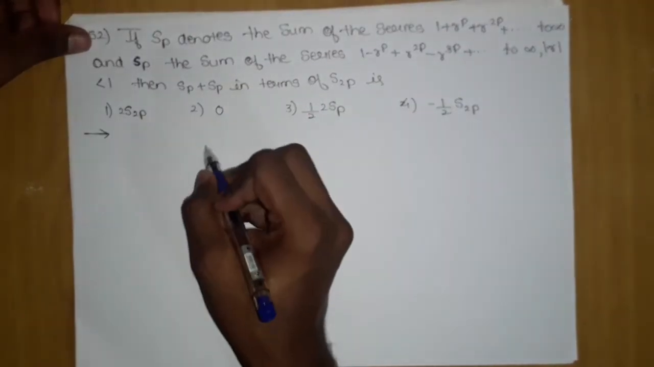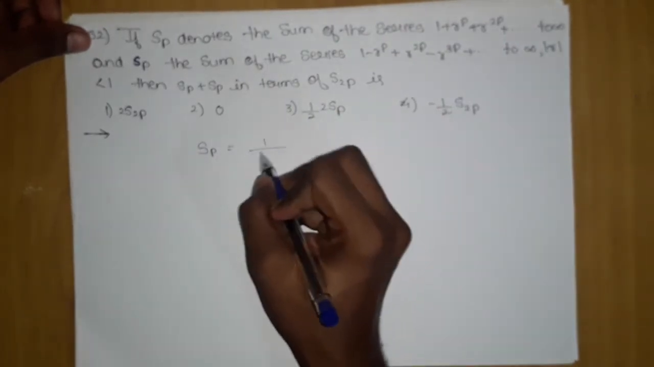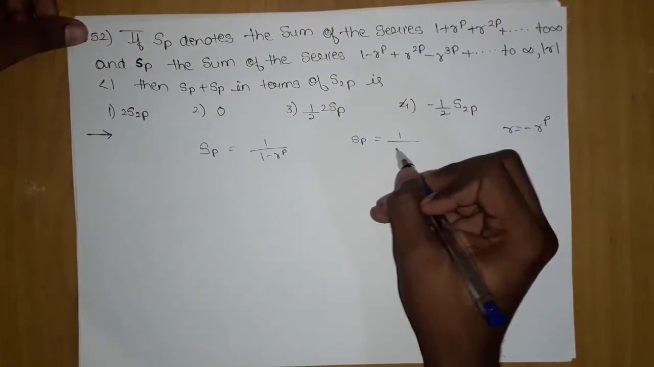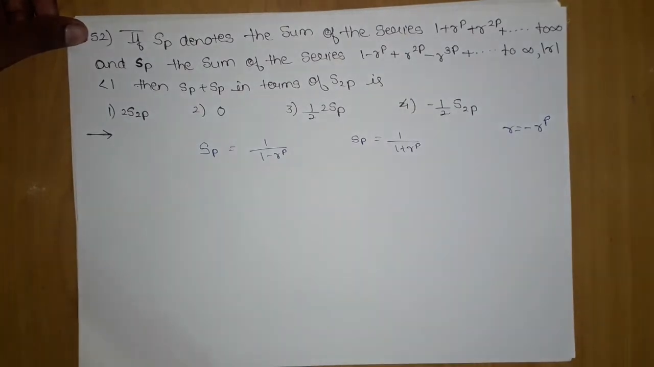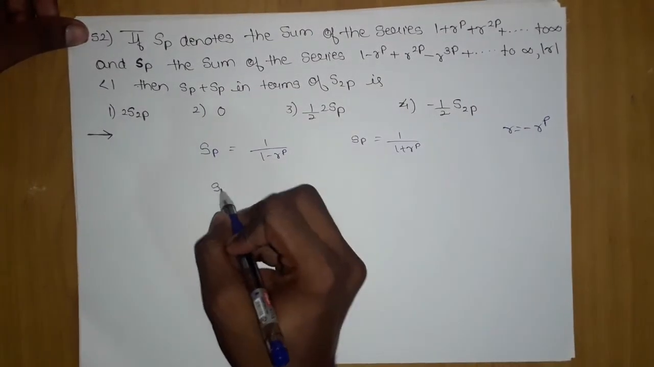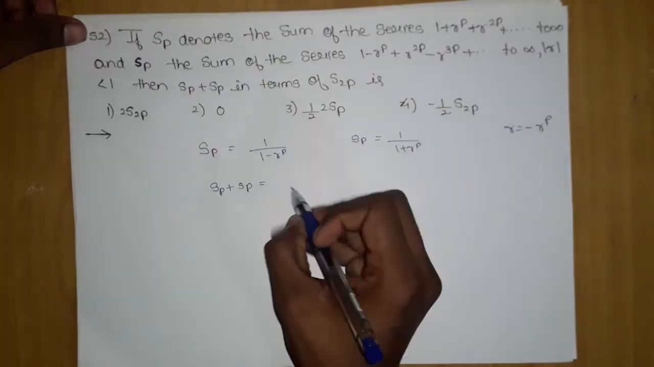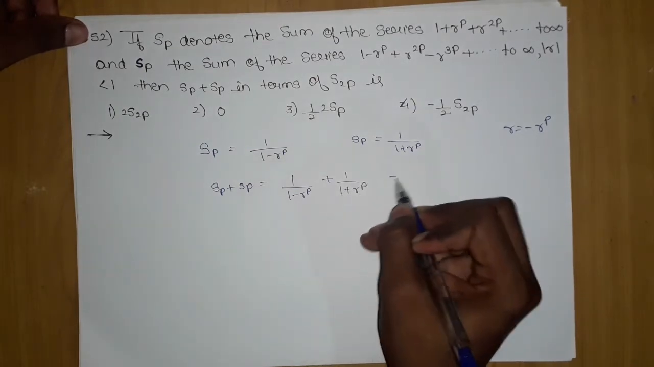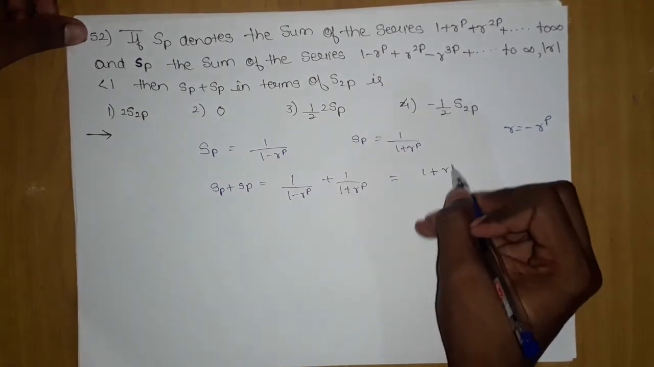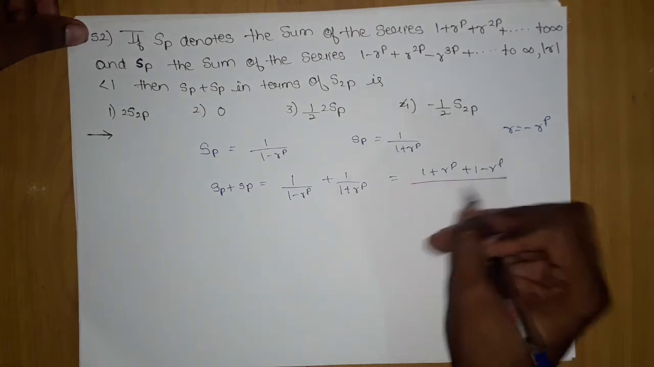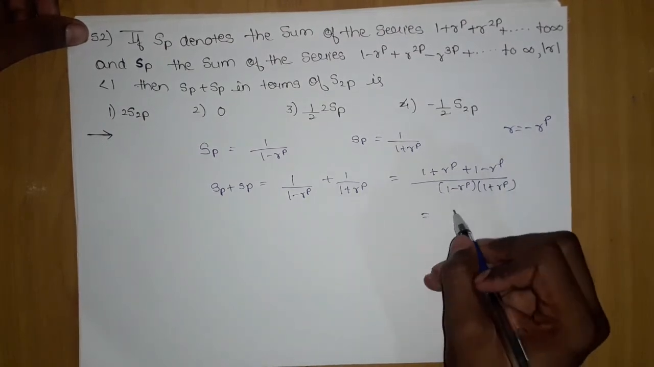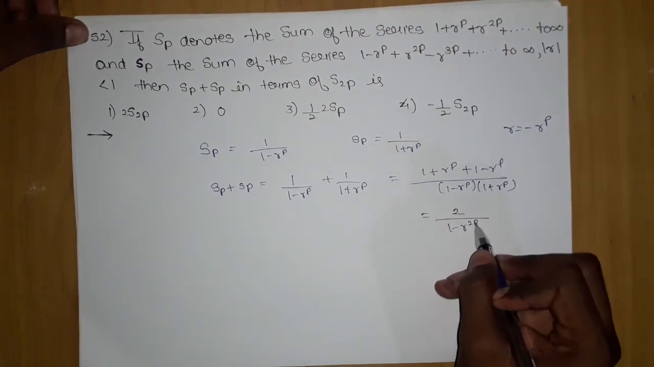So first get the capital SP, 1 upon 1 minus R power P, very simple. For small sp, here the common ratio is minus R power P, so it will become 1 upon 1 plus R power P. Now if I add them, since that is what they are asking, SP plus small sp will be 1 upon 1 minus R power P plus 1 upon 1 plus R power P. Here I will multiply with 1 plus R power P plus 1 minus R power P to make the base the same, 1 minus R power P into 1 plus R power P, which will give me 2 upon 1 minus R power 2P.